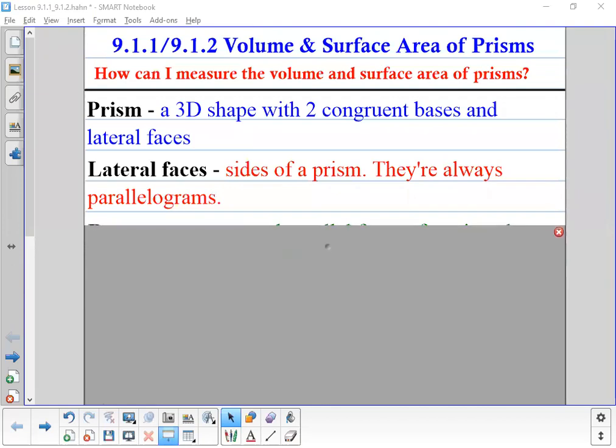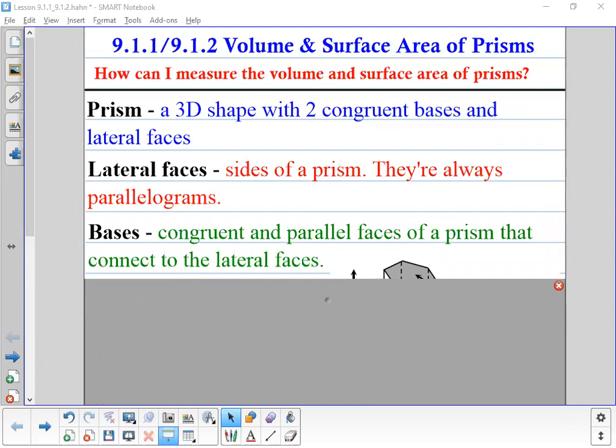The next vocabulary word is lateral faces. Lateral kind of means side. So the lateral faces are all of the sides of a prism or a three-dimensional shape. For prisms, our lateral faces will always be parallelograms. They might be a rectangle or a square or a rhombus. Those are all parallelograms. They will not ever be a trapezoid or a triangle or a hexagon. They're always going to be parallelograms.